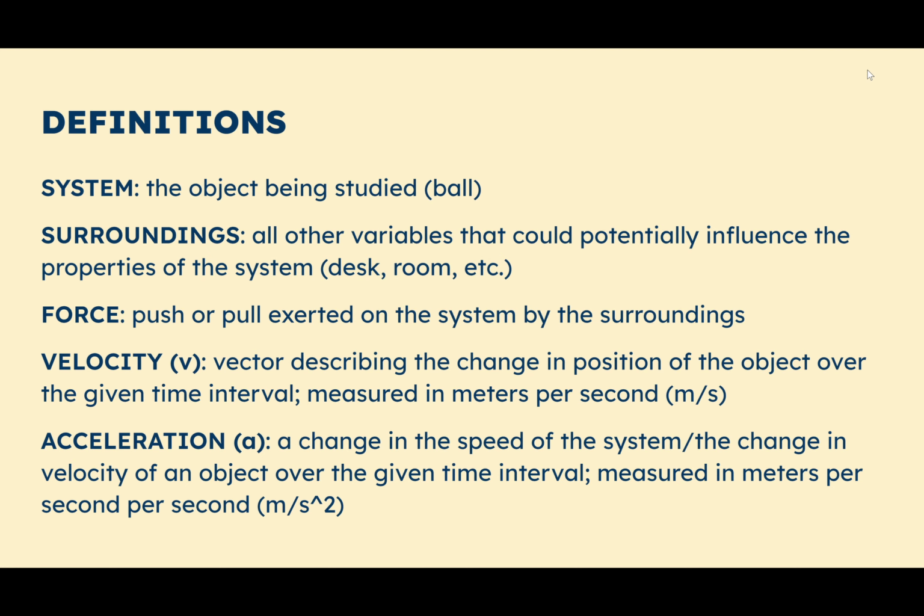Velocity is a vector describing the change in position of the object over the given time interval, measured in meters per second. Acceleration is a change in the speed of the system, or the change in velocity of an object, over the given time interval, which is measured in meters per second squared.